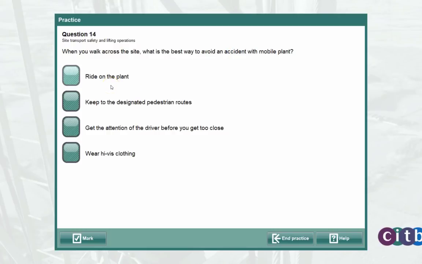When you walk across the site, what is the best way to avoid an accident with mobile plant? Ride on the plant. Keep to the designated pedestrian routes. Get the attention of the driver before you get too close. Wear high-vis clothing.